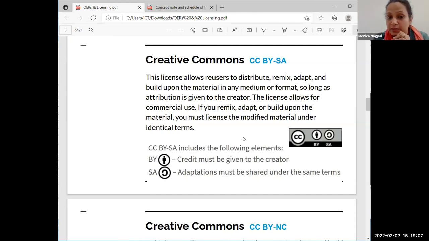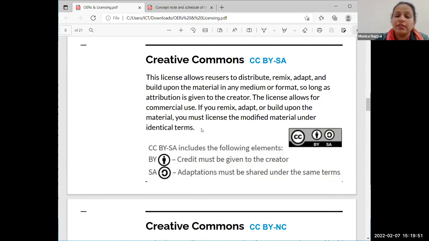The second license is CC BY, which we have understood, where CC means Creative Commons, BY means attribution. The third word which is added is SA. Now the symbol for SA is this reshare-like symbol. So now this allows us to redistribute, remix, adapt, and build upon, so long as attribution is given. This license is also allowing you commercial use. But the only thing is you must license the modified material under the same or identical terms.